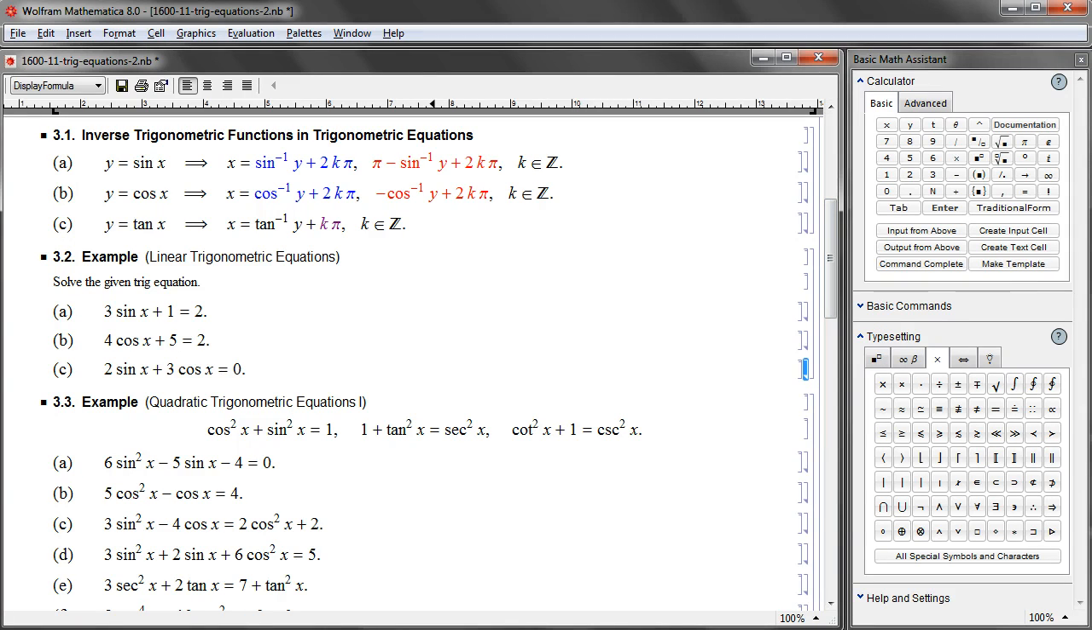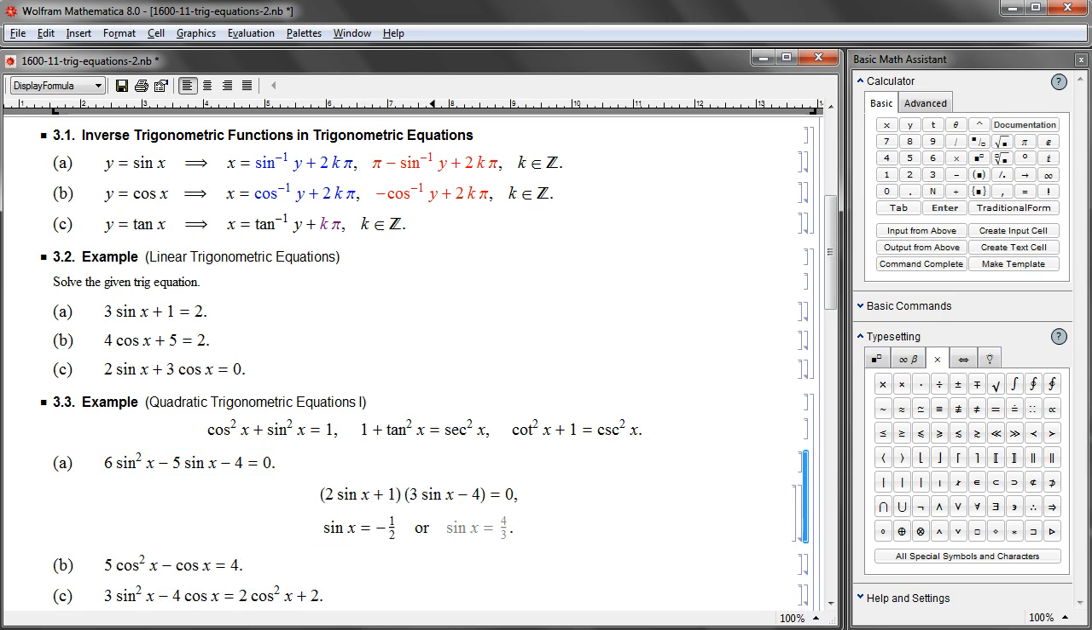The first example is one of the rare cases where you can go straight ahead and factor it and solve. If you do, this is what you're going to get: 6 sine squared of x minus 5 sine of x minus 4 equal to 0. You can factor it as (2 sine of x plus 1) times (3 sine of x minus 4) equal to 0.